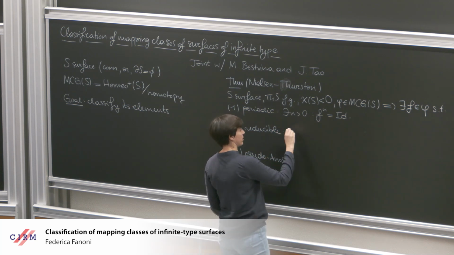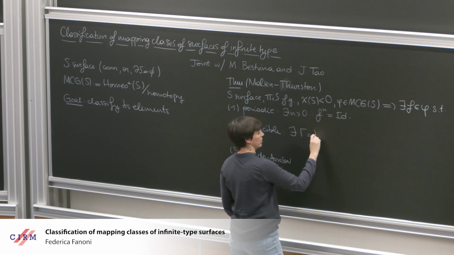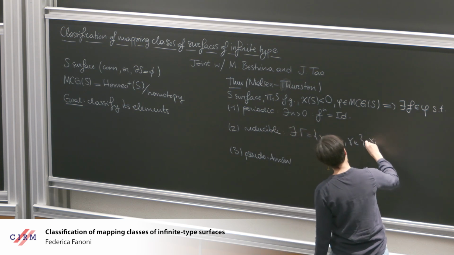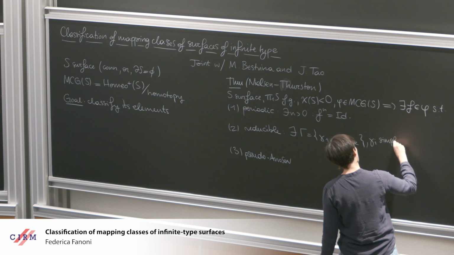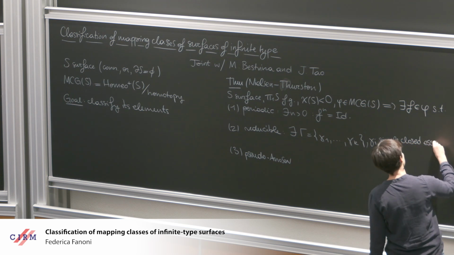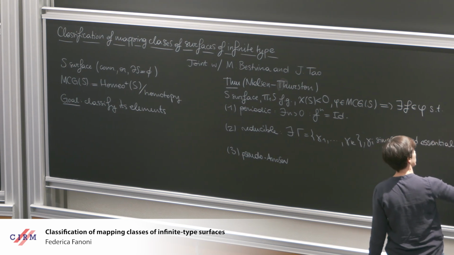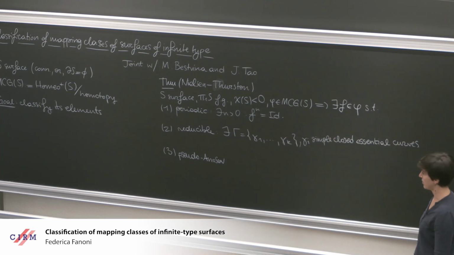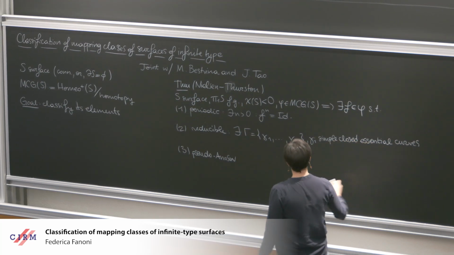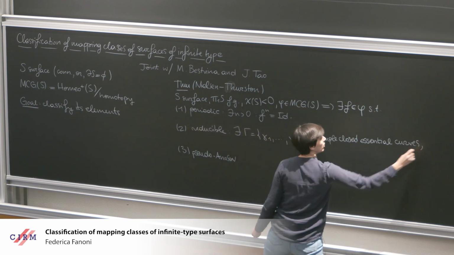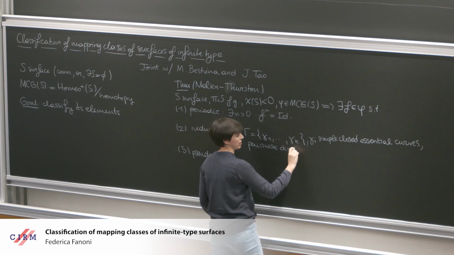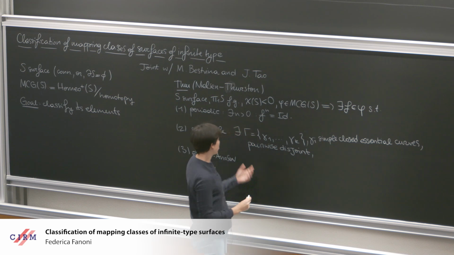Reducible means that there is some finite collection gamma of simple, closed, essential curves. So essential just means that they don't bound a disk or a disk with at most one puncture. And I want them to be pairwise disjoint, and the collection is preserved by the map.